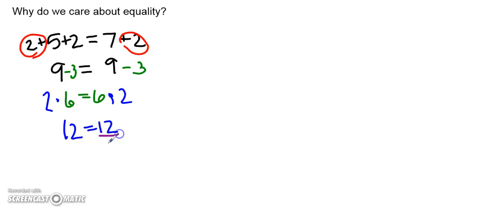Let's try dividing. What if I divide this side by 2? I would also have to divide this side by 2 to get 6 is equal to 6. So the statement is, as long as I do something to one side, if I do the exact same thing to the other, I keep my equality. The equal sign is a very important symbol in mathematics.